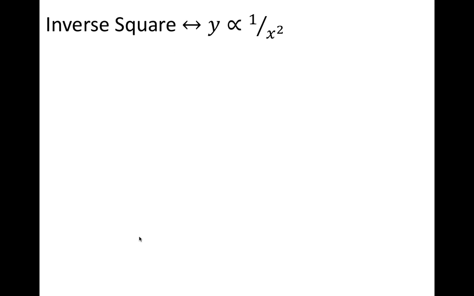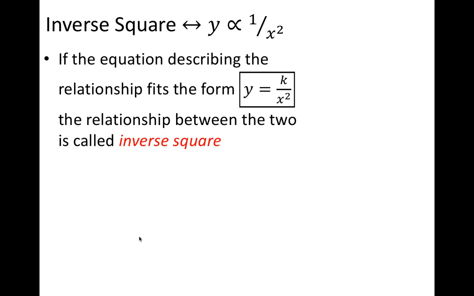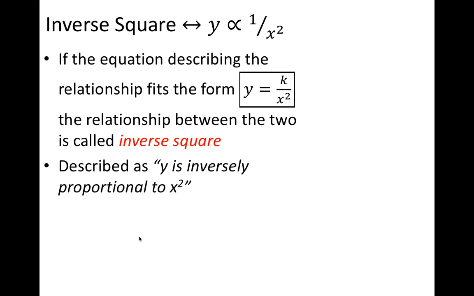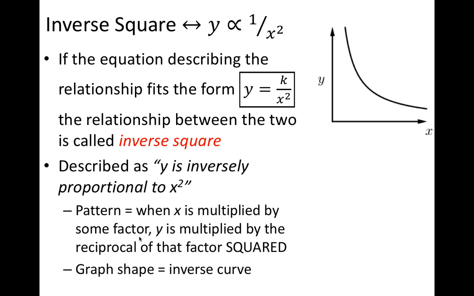The final relationship that we will discuss is called an inverse square relationship. This relationship shows up all over the place in physics. However, we're really only going to encounter it when we discuss gravity at the end of the year. The graph shape associated with this relationship is also an inverse curve. It's impossible to visually distinguish between the inverse curves for an inverse relationship versus an inverse square relationship. And this is where linearization is going to come in the next lecture.